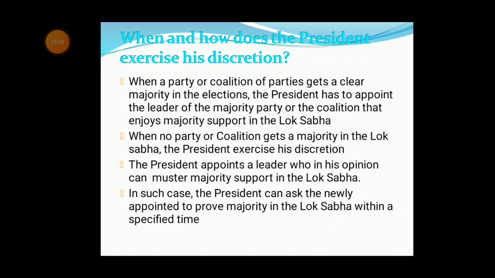That means he is appointing a person who will get most of the support from the Lok Sabha. Muster means bringing together the support. So whoever can bring a lot of support will be taken into consideration. At that time, the supreme power lies in the hands of the president.